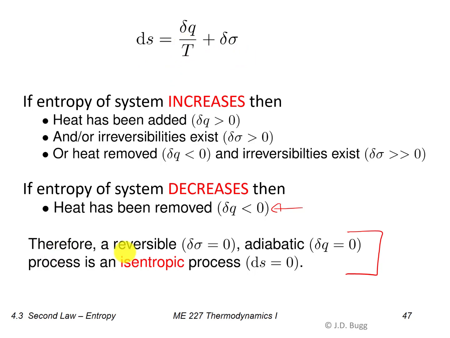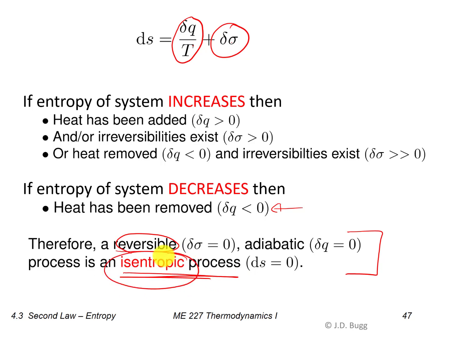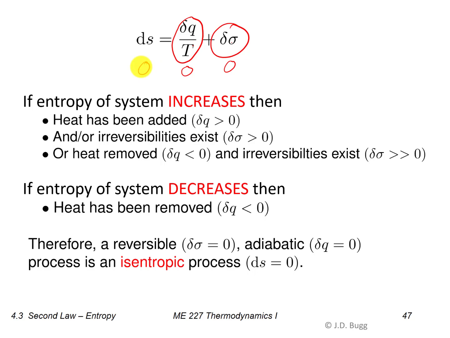So therefore, the word reversible impacts this directly. It says that's 0. So that's what reversible means, that the irreversibilities are 0. Adiabatic means this is 0. So adiabatic means no heat transfer, so delta Q is 0. So a reversible adiabatic process, in other words, both of these things are 0, is an isentropic process. So here's our new word. Isentropic means constant entropy. In other words, ds is equal to 0. So that statement is saying that if that is 0 and that is 0, this has to be 0. So that's fairly straightforward. We know if both these things are 0, that has to be 0.